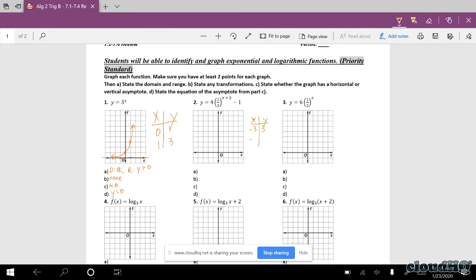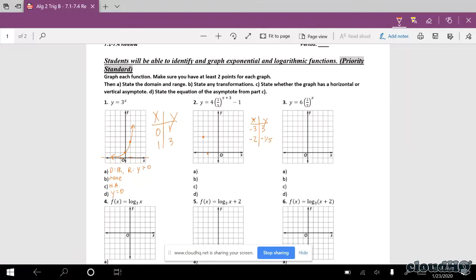Then I'll go ahead and try a -2. It gives me an exponent of 1. 1/5 to the 1 is 1/5. 4 times 1/5 is 4/5. 4/5 minus 1 is -1/5. -2 and -1/5 is about there.